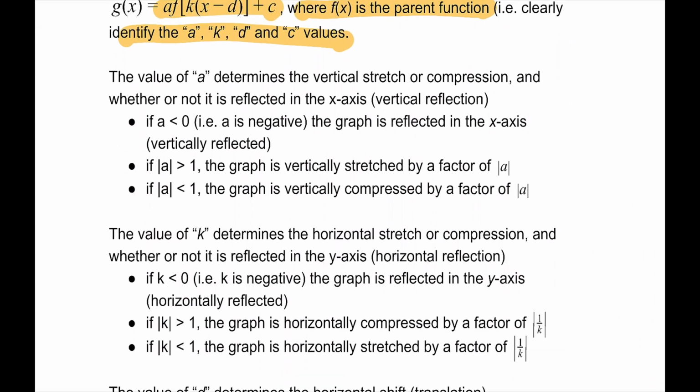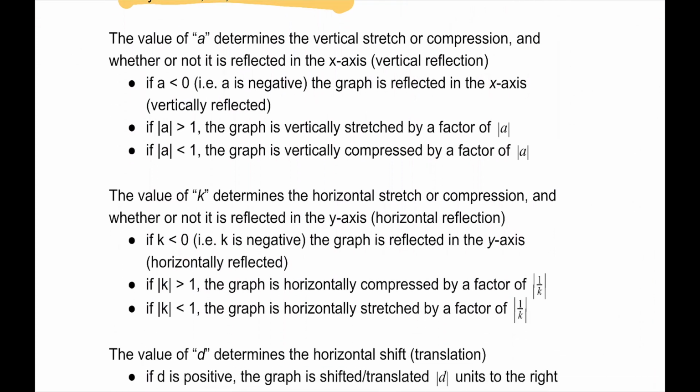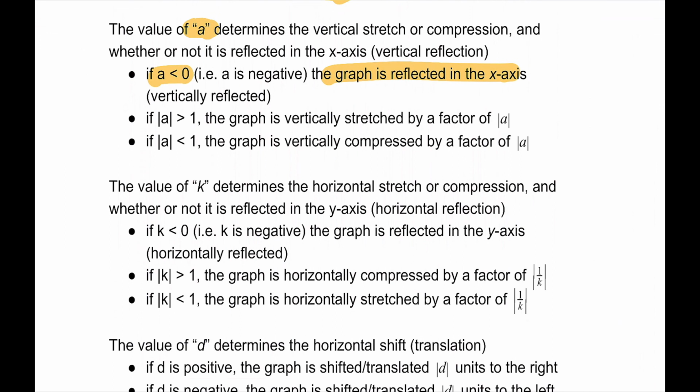Okay, so here's a summary of all the transformations that happen. Our a is no different than for a parabola. This is kind of a review as well, but now we know that it applies to all functions in general. If a is negative, the graph is reflected in the x-axis. Really, a determines the vertical stretch or compression, or whether or not it's reflected in the x-axis. So if it's negative, it's reflected.